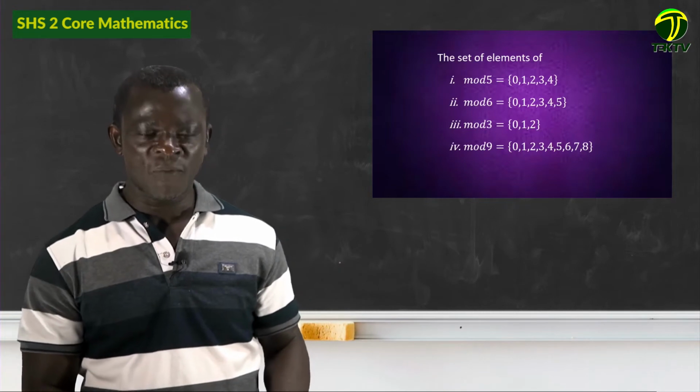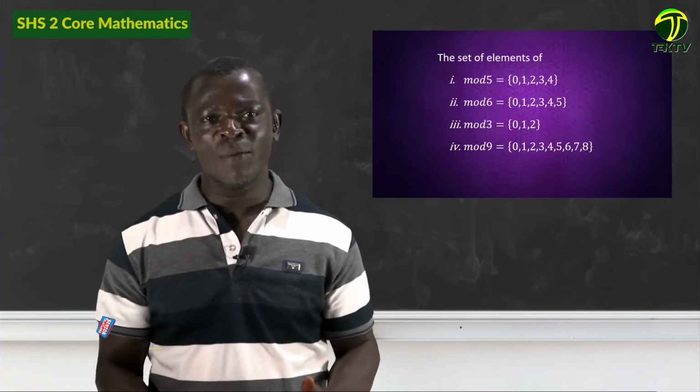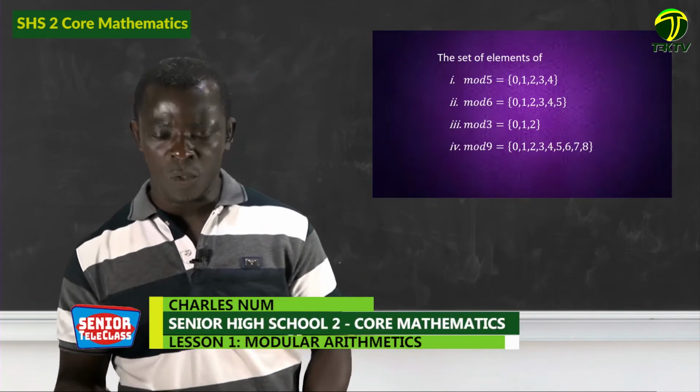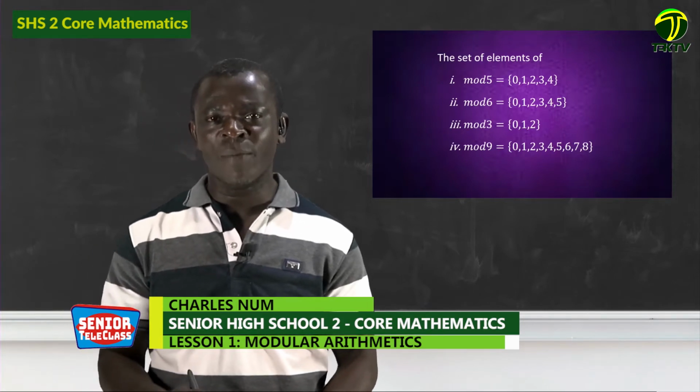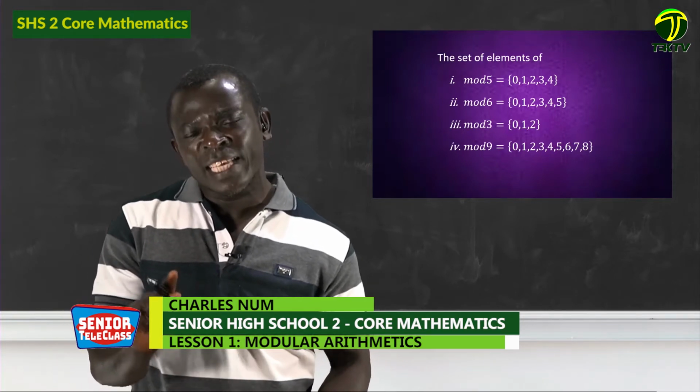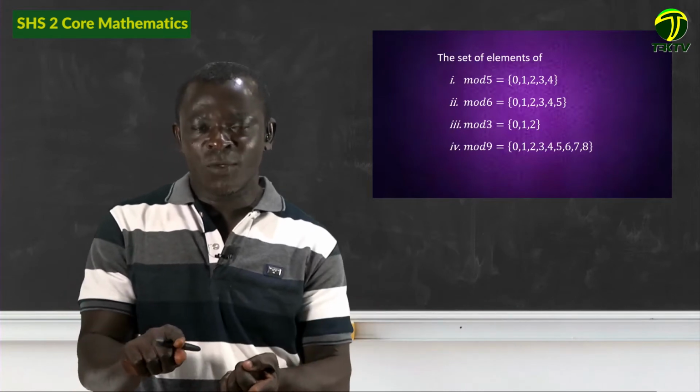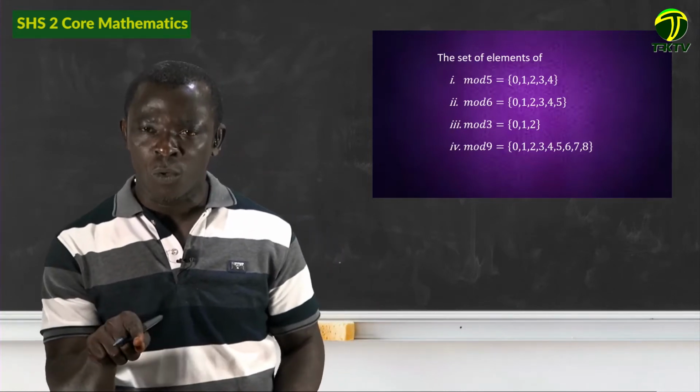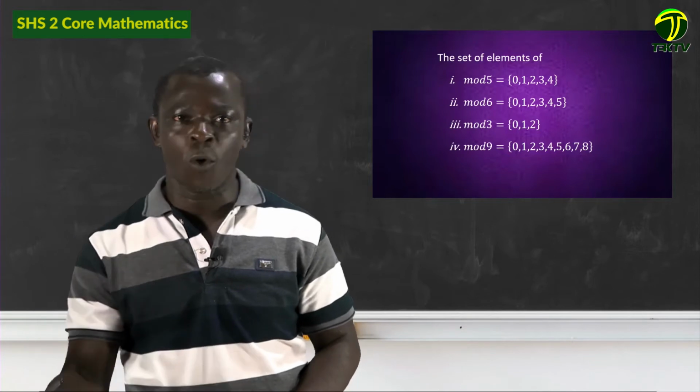Let's take, for instance, mod 5. The set of elements in mod 5 start from 0 up to 4. For every set, the set of elements start from 0 up to the name of the mod minus 1. So in this case, 5 minus 1 will give you 4. So we start from 0 up to 4.